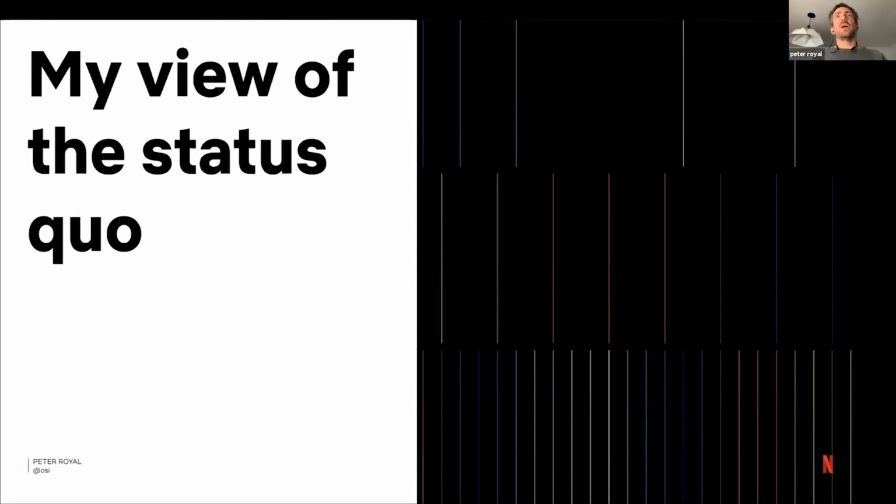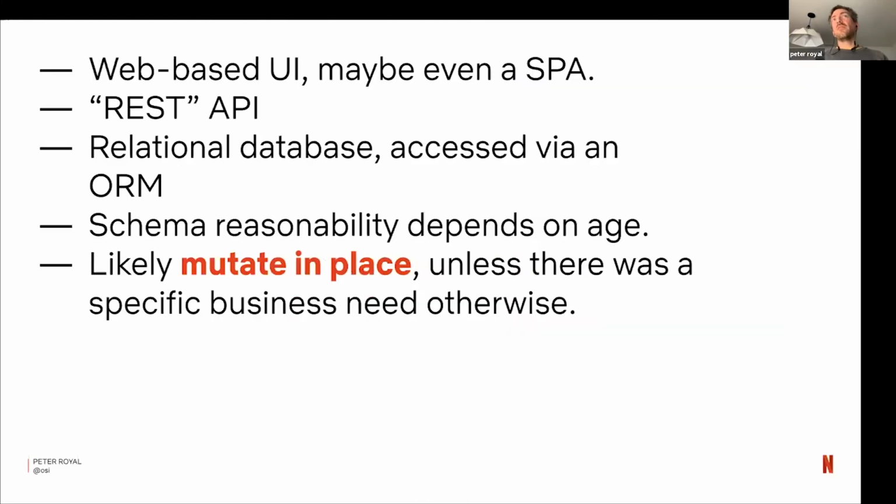Let's talk a bit about how these applications are built at the moment. Oftentimes there'll be a web-based UI. It might be a single-page application if it's newer. It has what I like to call a REST API, in quotes, because this is often some underspecified JSON payload delivered over HTTP. Often a relational database, very frequently accessed with an ORM on the JVM.